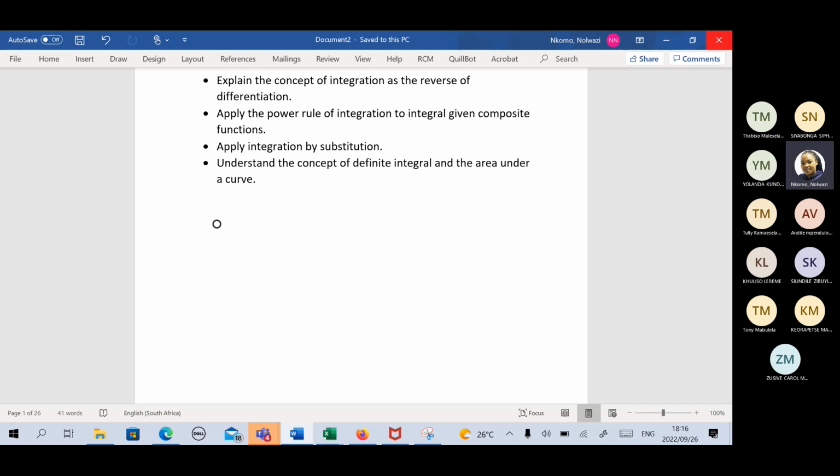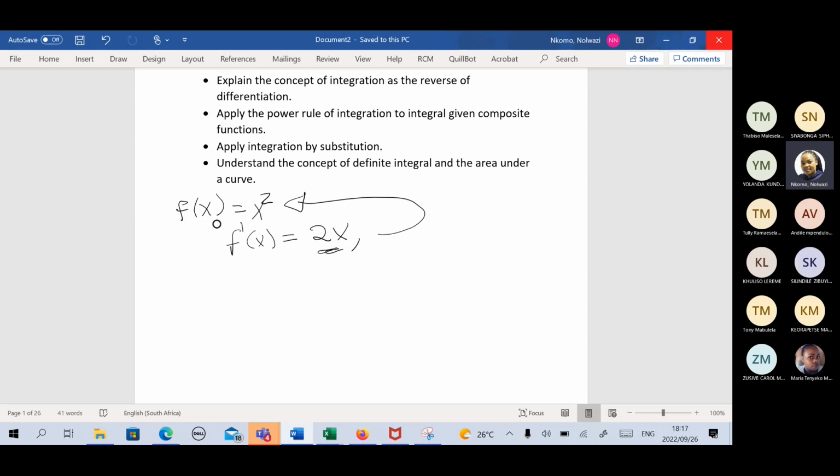In a similar way, integration is the reverse process of differentiation. This means, let's say you are given a function f of x equal to x squared. If you are asked to differentiate this function, you'll have f prime of x equal to 2x, right? Then when we integrate these results, you should go back to the original function. That's why we say integration is the reverse process of differentiation.